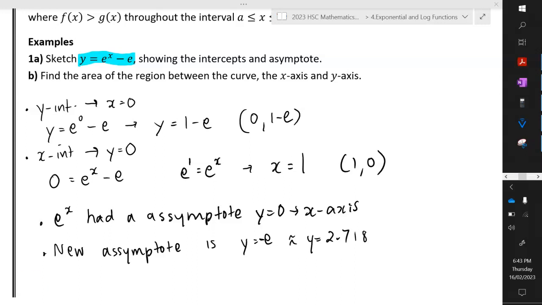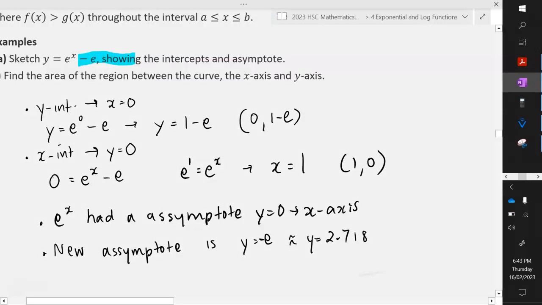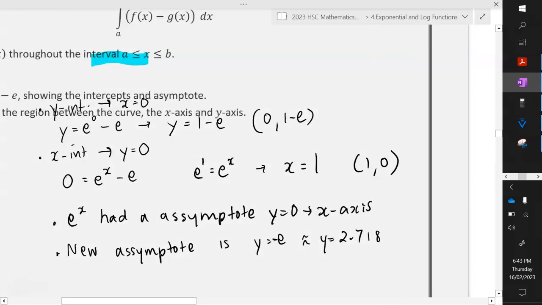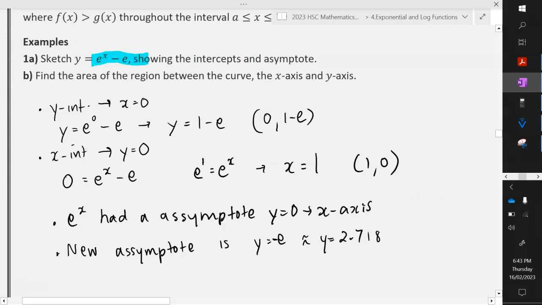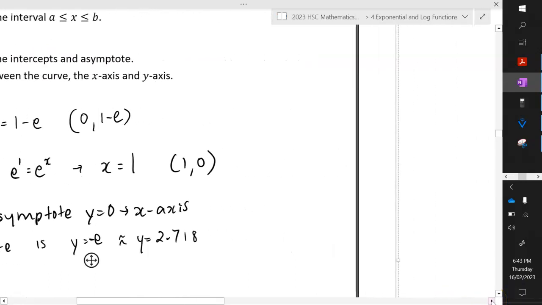So we've answered part A here in that we've looked at e to the x minus e, we've looked at the intercepts and the asymptotes, and now we need to sketch that graph. So let's pop that graph in there. Just fix up our screen. So you can quickly plot that over to the right if you've got some space.